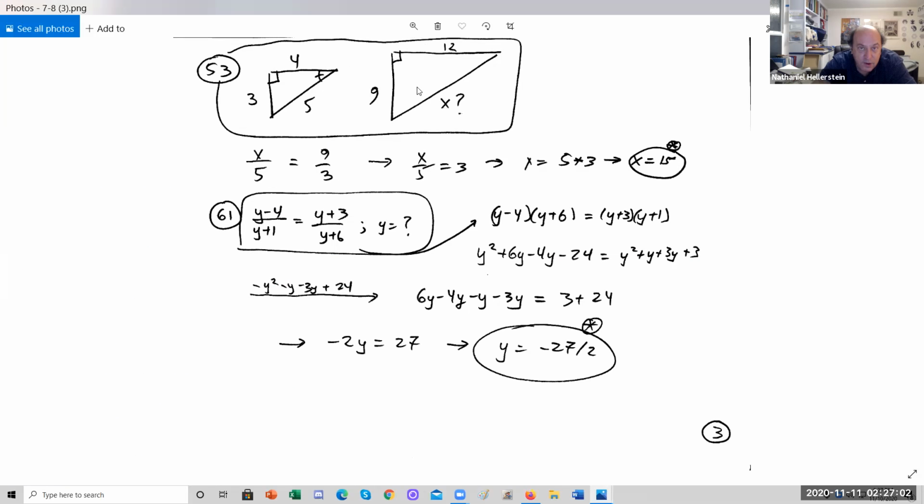Here we have a couple of triangles. Oh, I really should add in proportion. Let me make a note here. 7.8.3, proportion.